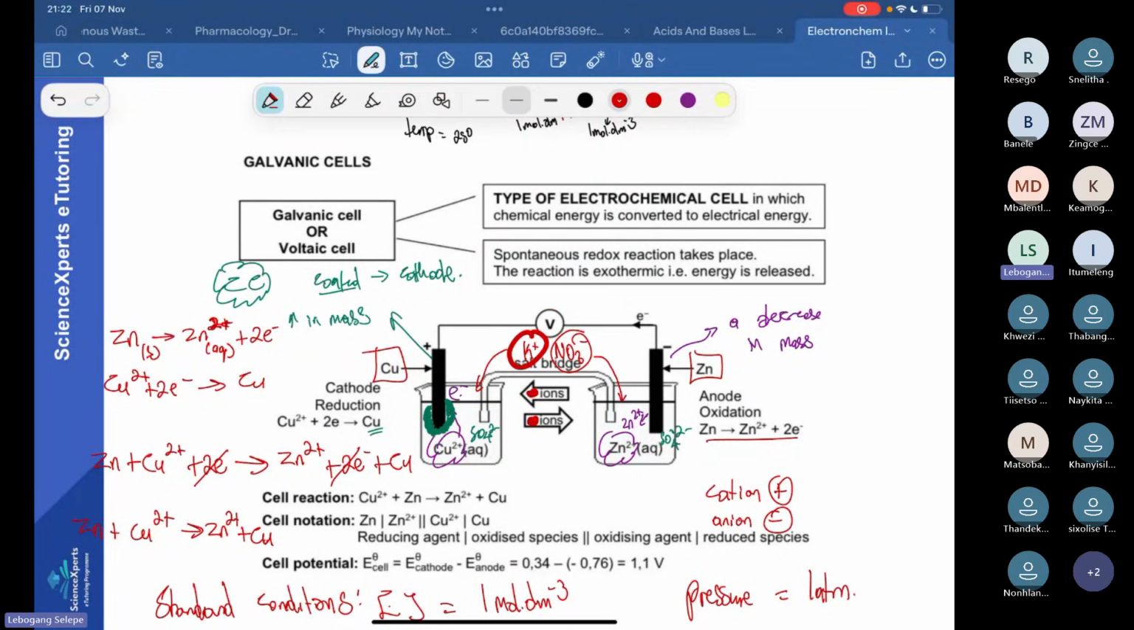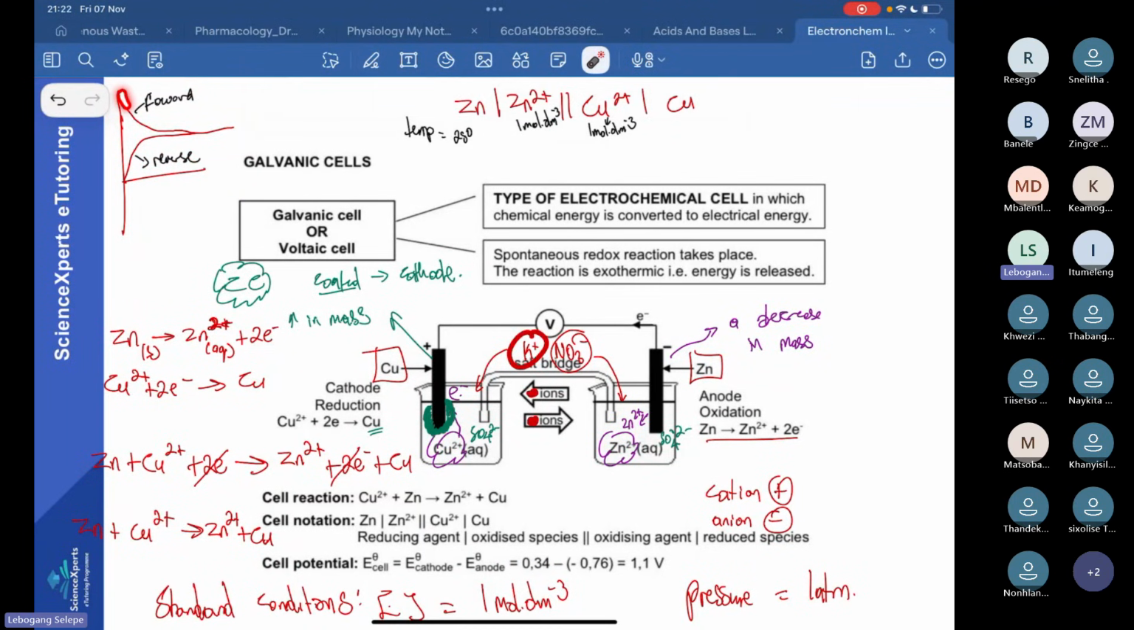Remember, the rate graph would look like this. We would have the forward reaction, and the reverse reaction would look like this, right? So this is the forward, and this is the reverse. As you can see, as the forward reaction takes place, its rate decreases, but that of the reverse increases and increases till we reach equilibrium, right?